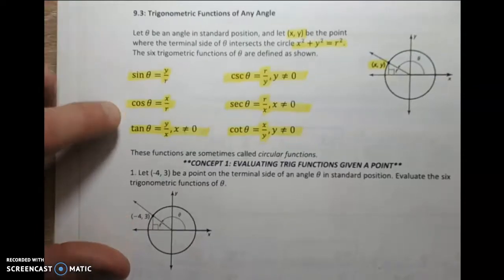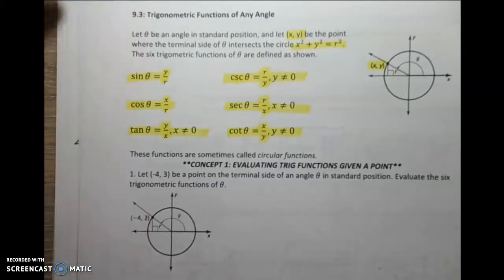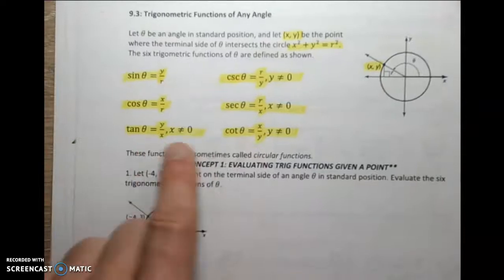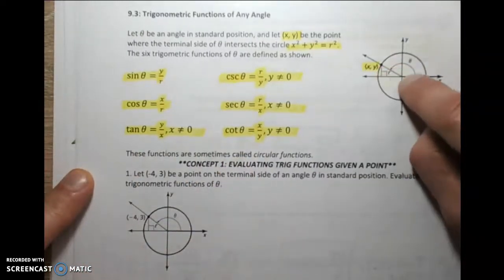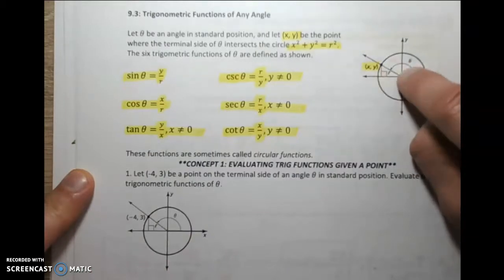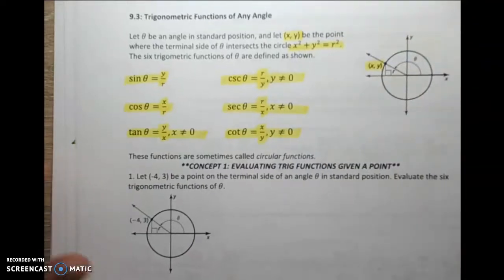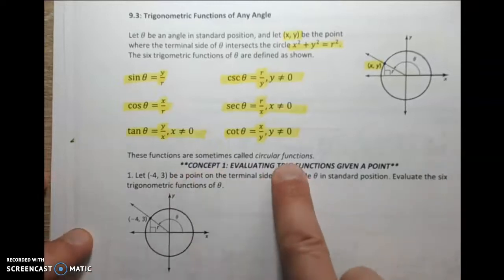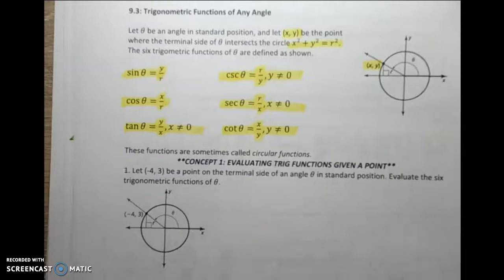cosine theta is x over r, tangent theta is y over x, cosecant theta is r over y, secant theta is r over x, and cotangent theta is x over y. So if I have my unit circle, I have my point (x, y). The radius comes from the center of the circle to that point, right? And we are going to have to find r if given a point. These functions are sometimes called circular functions, and let's go ahead and get started here.